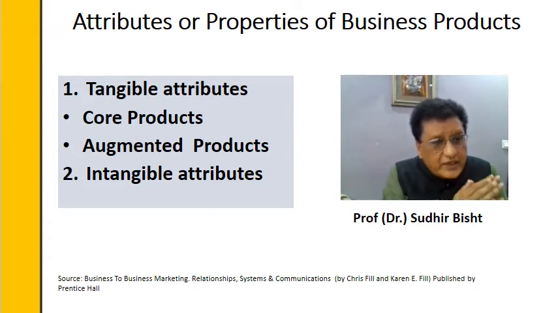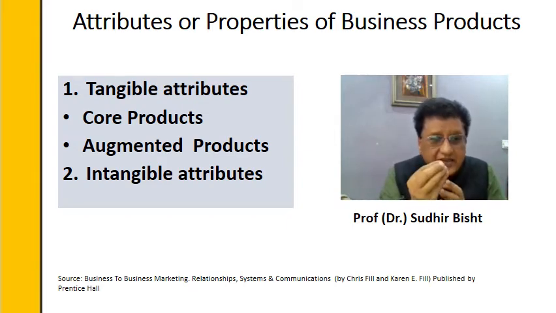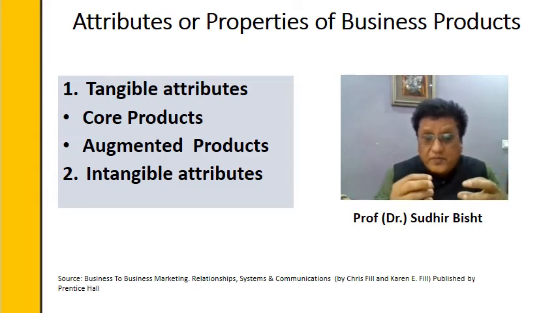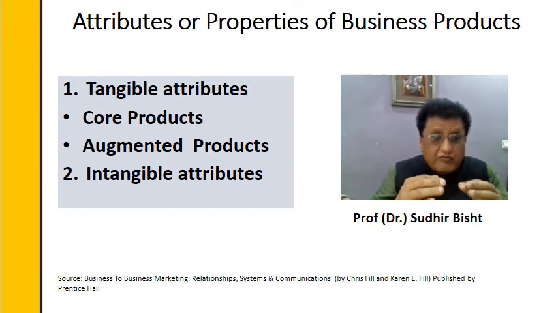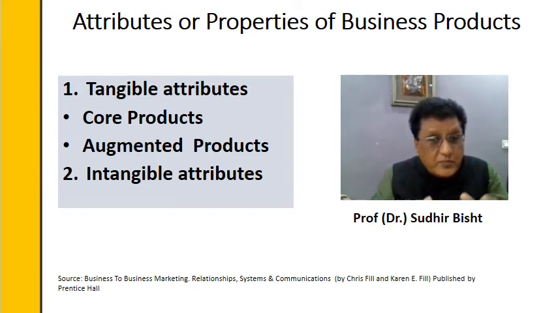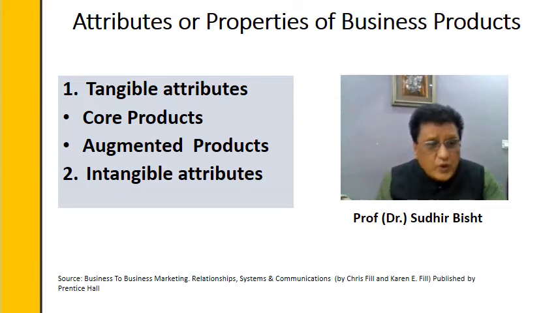I will send it for analysis to my lab. So if it has got some metallic parts in it, that means the oil is not doing its job. But the presence of a lot of metallic parts means the metal is getting worn out. So I will provide this service to you. This is augmented. So the core product is oil. Everybody is providing oil, something like that.